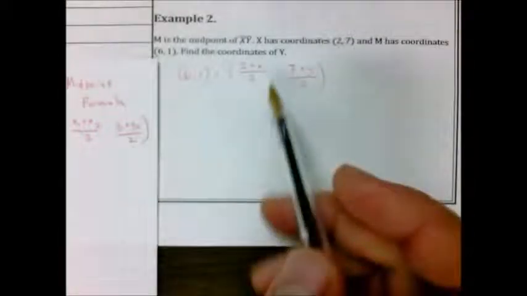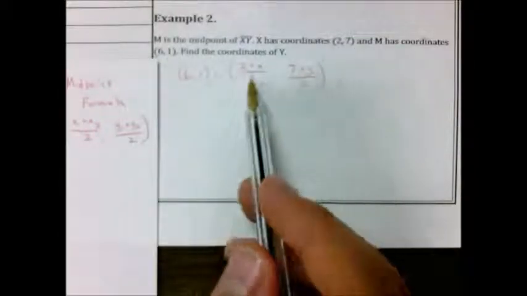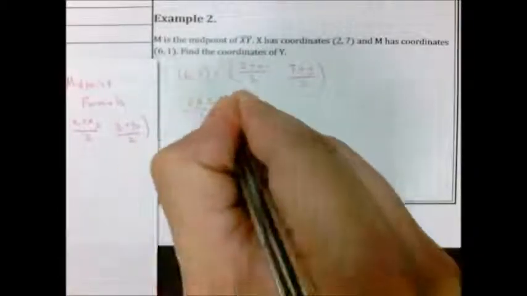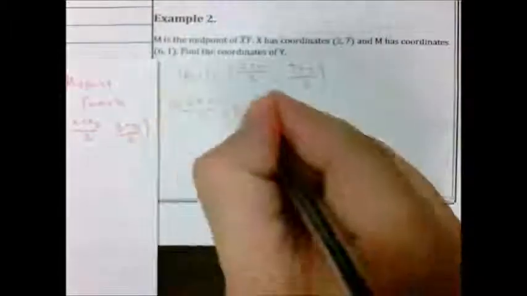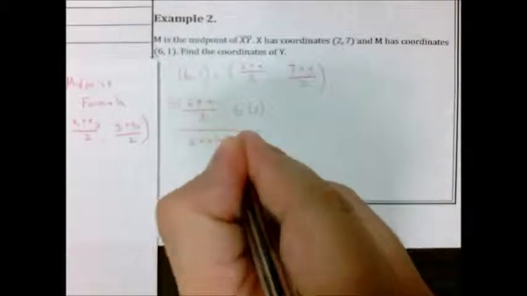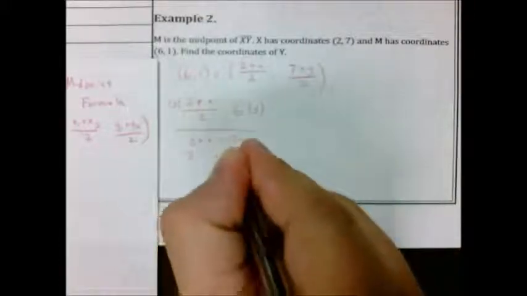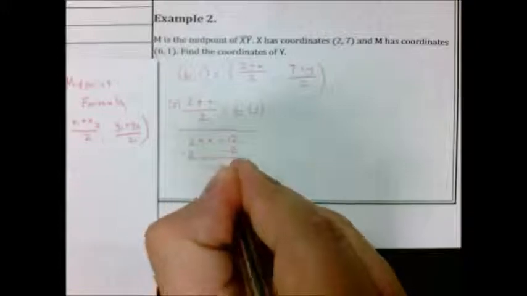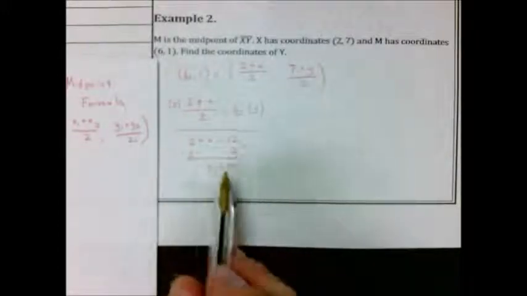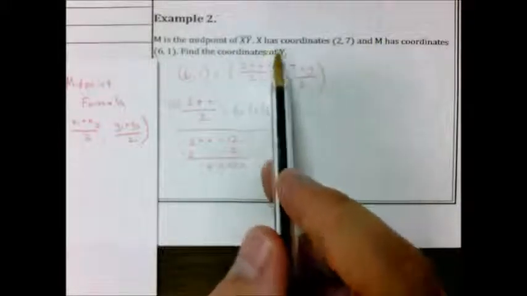Our third step is to find the x coordinate. We know 2 plus x divided by 2 should give us 6. Now this is just algebra. Multiply by 2 on both sides, and we get 2 plus x is equal to 12. Subtract 2 from both sides, and we get x is equal to 10. So my x value is 10 for the coordinate of Y.